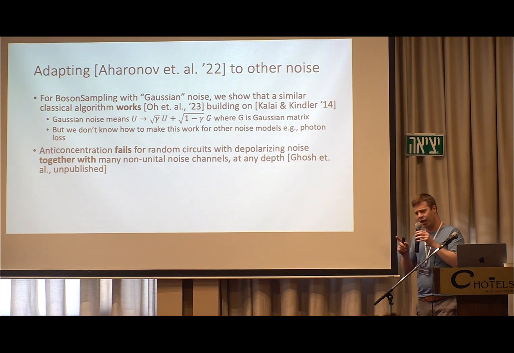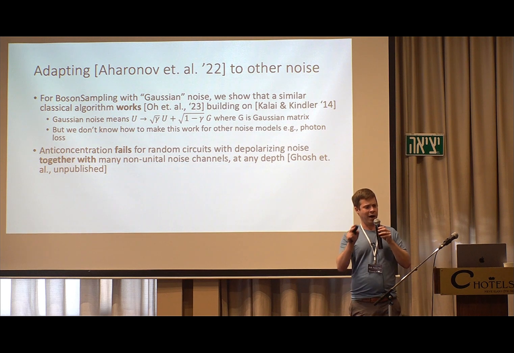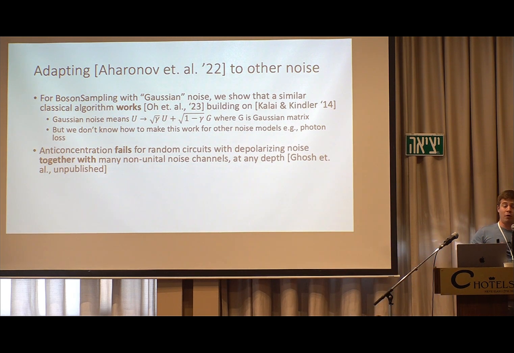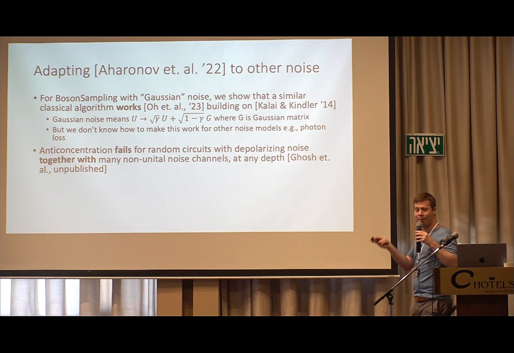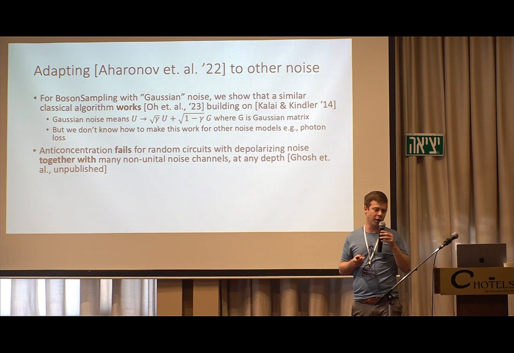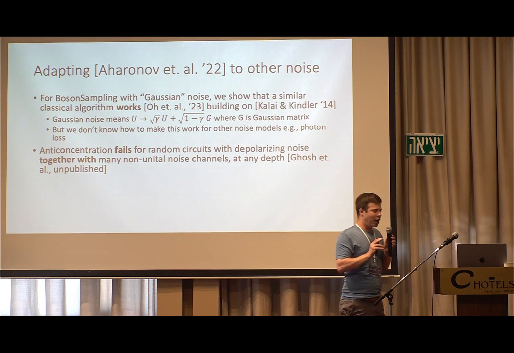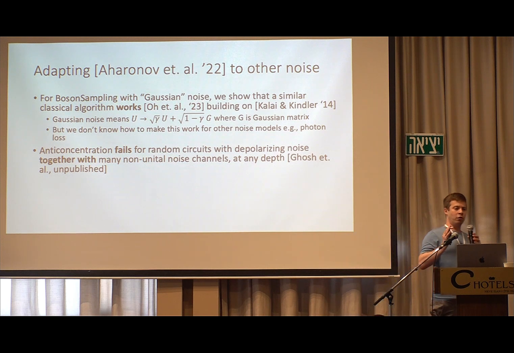But what we can say is actually for random circuits, so back to Google's experiment, we know that depolarizing noise is not the only noise source, right? It's a good noise source, it's an important noise source, it may be the dominant noise source, but it's not the only one that we see. And so we're particularly interested in the following question, which is what happens if you add depolarizing noise at each layer together with amplitude damping or some non-unital noise?